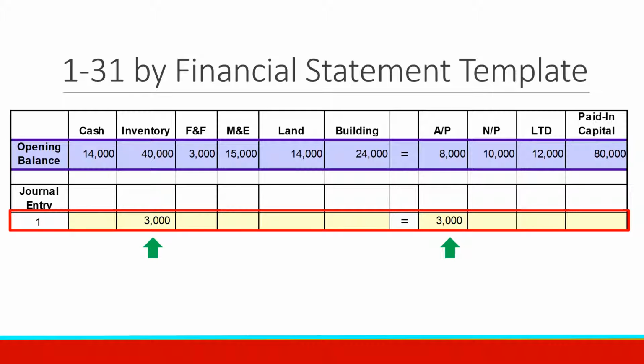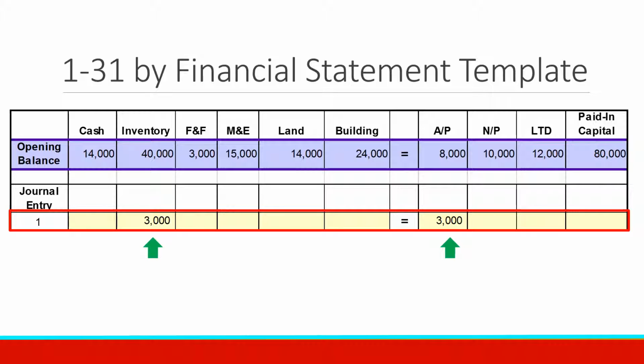The first transaction that we're going to look at is number 1 in the problem, which is purchased merchandise on account for $3,000. You could have labeled the head of the column merchandise inventory, or simply inventory. Any of those would have been fine. So we're purchasing inventory. That means inventory is going up. So the increase in inventory is shown as a positive number, 3,000, in the inventory column.